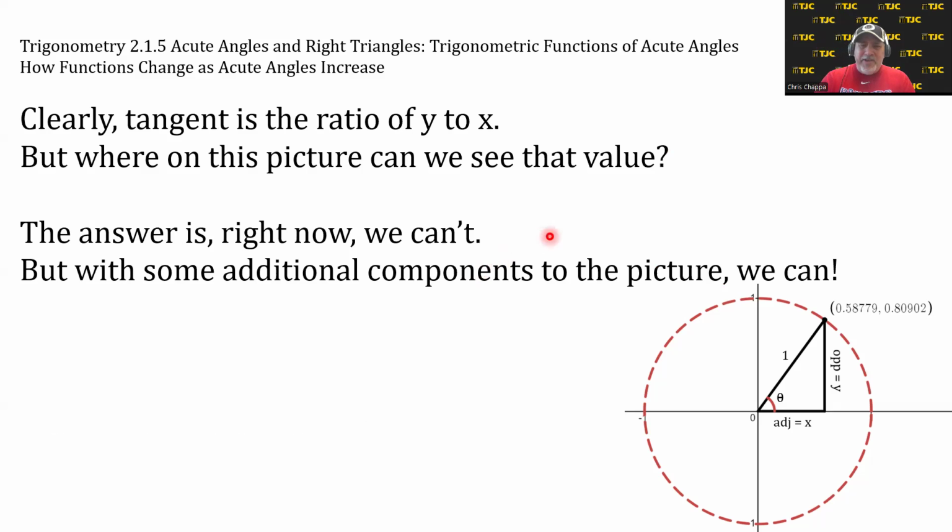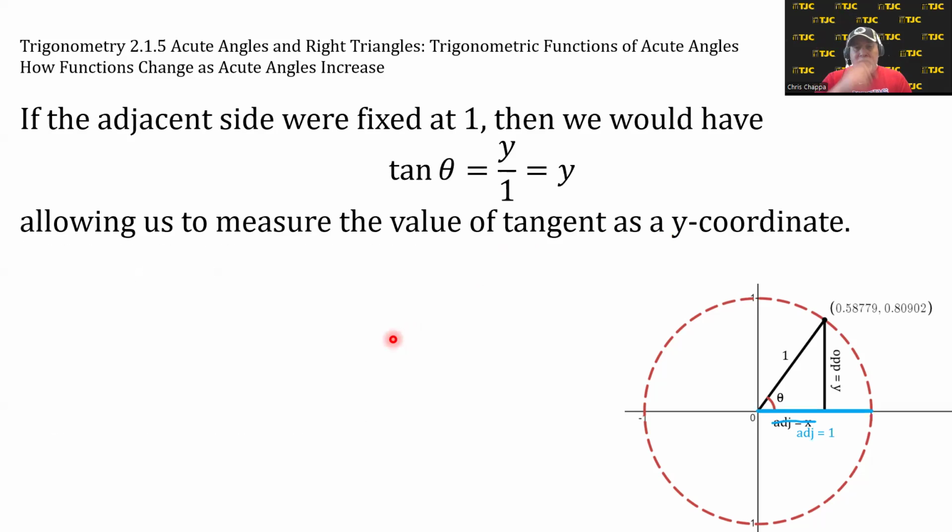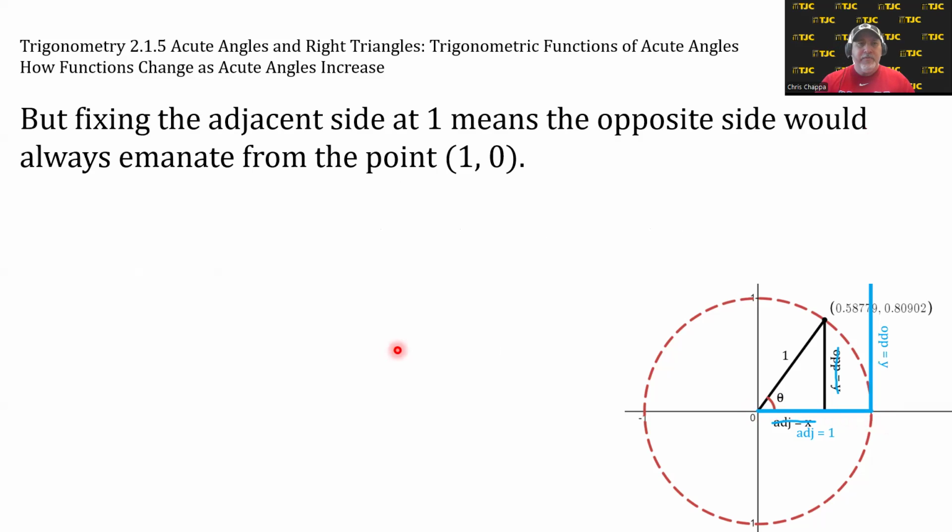Right now, the answer is we can't, but with some additional components, we can. Let's see if we can get tangent to be a single variable. Since the denominator of tangent is x, if we let x equal 1, then tangent of theta would equal y, allowing us to measure the value of tangent as a y-coordinate. So notice I have a blue adjacent side down here of 1. But fixing the adjacent side at 1 means the opposite side would always emanate from the point (1, 0).